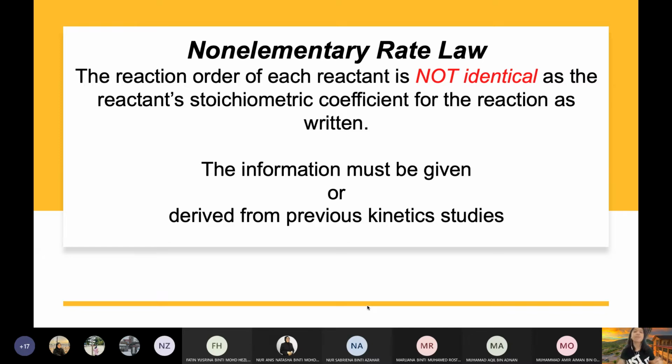Tapi itu adalah practical lah. For your case as a student, that information is to be provided to you. Means I will inform you, okay, for this reaction, it is first order with respect to A. Ataupun I will tell you information dalam soalan, the reaction is second order with respect to B, so on and so forth. Means without the information, you would not be able to know the rate law.